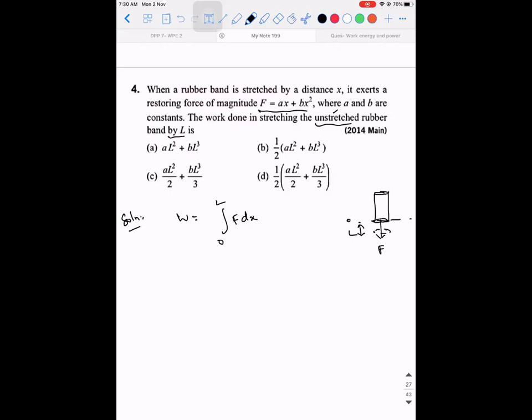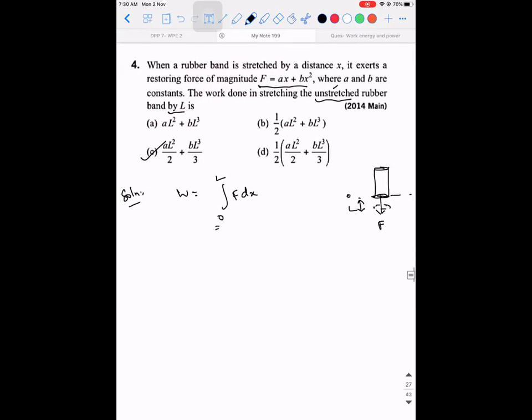Now integrate this and tell me fast. You can directly say the answer. Option C. Yes. You need not sit and do it. Integral of x is x square by 2, integral of x square is x cube by 3. Whenever the lower limit gives 0, you're just going to substitute the upper limit. So when you substitute the upper limit, aL square by 2 plus bL cube by 3.